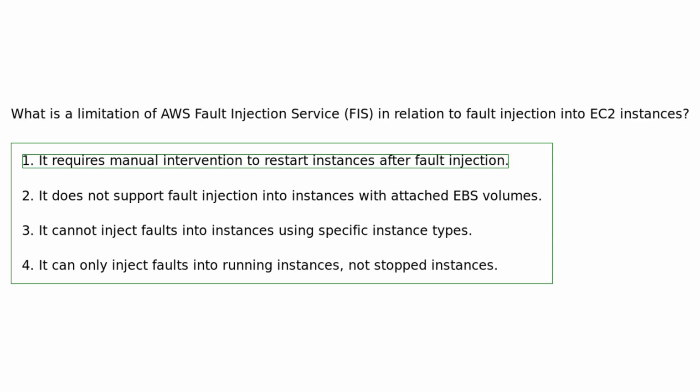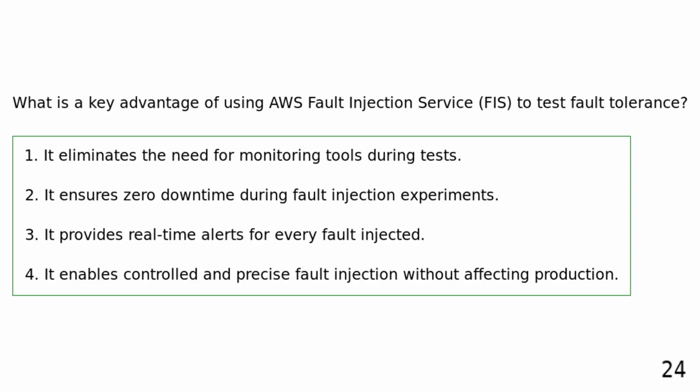A limitation of AWS Fault Injection Service in relation to EC2 instances is that it can only inject faults into running instances, not stopped instances. What is a key advantage of using AWS Fault Injection Service to test fault tolerance? It eliminates the need for monitoring tools during tests. It ensures zero downtime during fault injection experiments. It provides real-time alerts for every fault injected. It enables controlled and precise fault injection without affecting production.